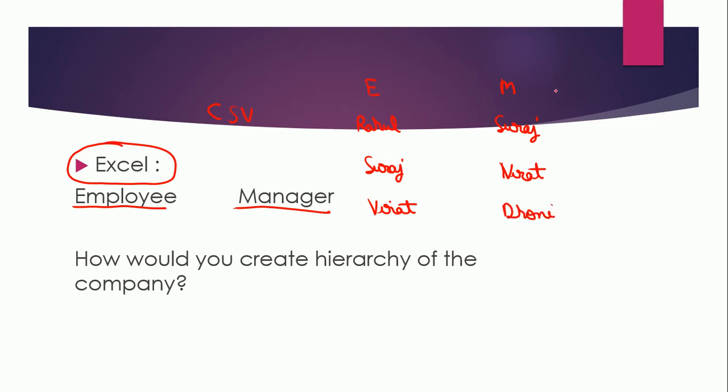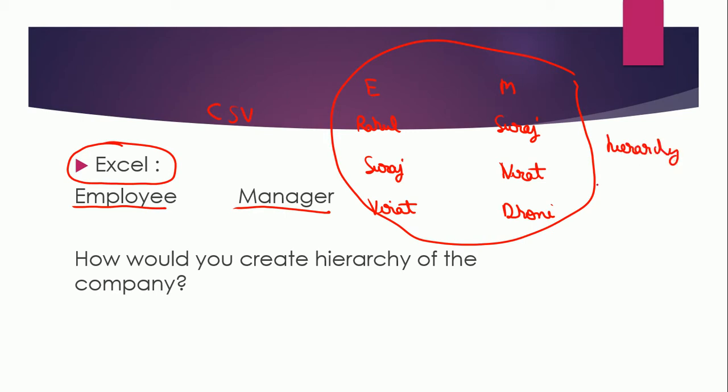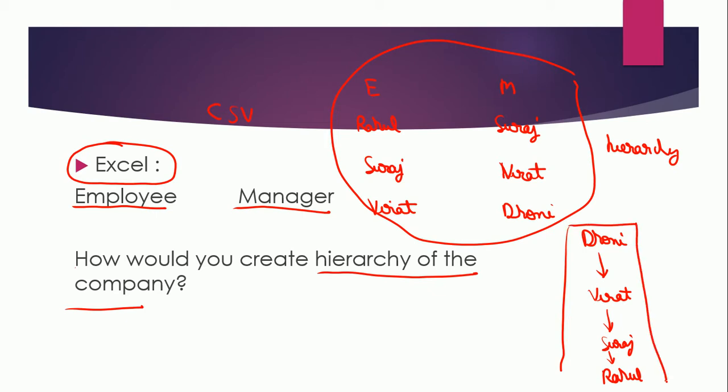So the file is something like this, and what you need to do is create the hierarchy of the company. You need to devise some algorithm to create the hierarchy. In this question, the hierarchy would be that Dhoni would come on top because he is the manager of Virat and there is no manager of Dhoni. Then Virat will come under him, then Suraj, and then Rahul. So you need to create something like this using the file data.